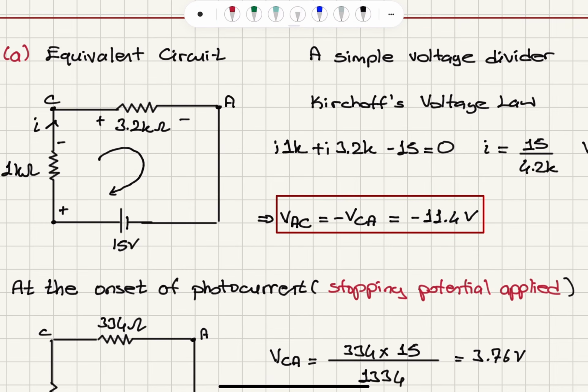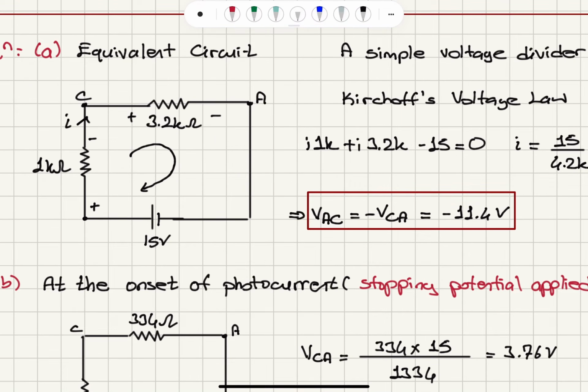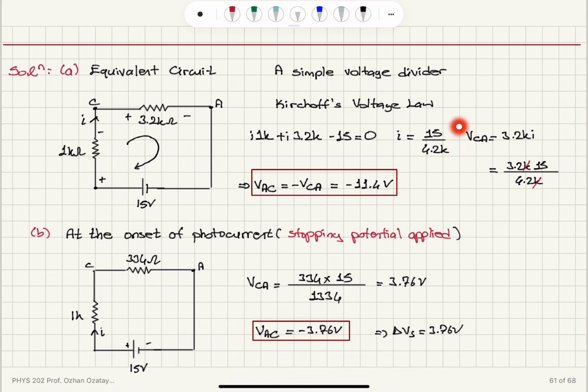So with this equivalent circuit with no photocurrent here, using Kirchhoff's Voltage Law, if you assume that the current flows in this direction, starting from this node and ending at that node, we have I times 1K, plus I times 3.2K, minus 15 is equal to 0, which gives us a current of 15 over 4.2K. And the voltage of cathode with respect to anode is I times 3.2K. The voltage of anode with respect to cathode is minus of that, minus 11.4 volts.